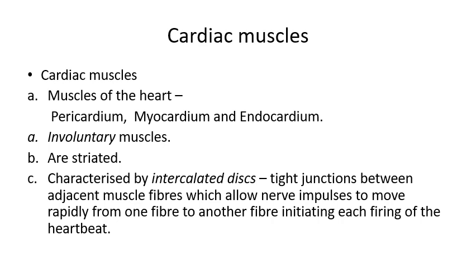The main difference with cardiac muscles is that it is characterized by what's called intercalated discs. These are tight junctions between adjacent muscle fibers which allow nerve impulses to move rapidly from one fiber to another fiber, initiating each firing of our heartbeat. It is an involuntary muscle. Our cardiac muscle, our heart.